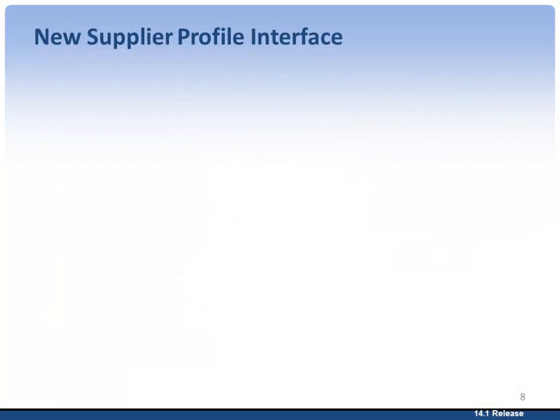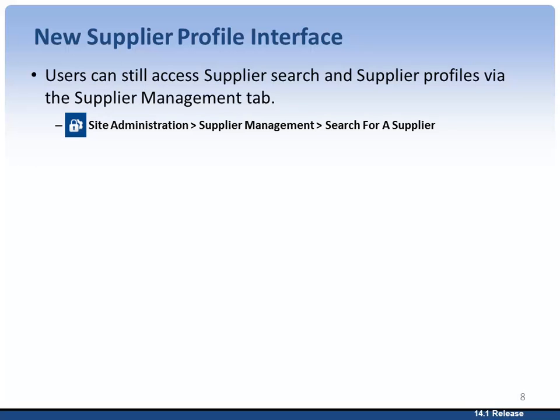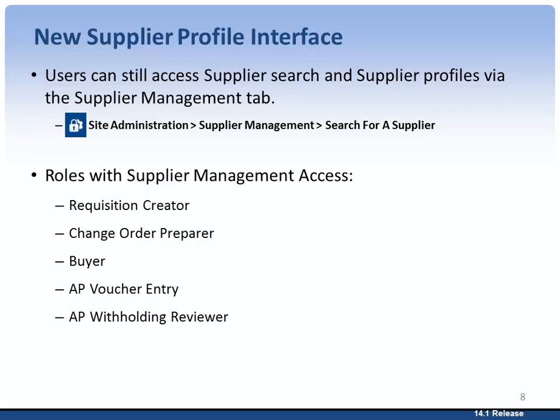Another new feature with the 14.1 release is a new supplier profile interface. You can still access the supplier search and supplier profiles via the supplier management tab. As a reminder, there are a set number of roles with supplier management access. Those are the requisition creator, the change order preparer, the buyer, the AP voucher entry, and AP withholding reviewer.